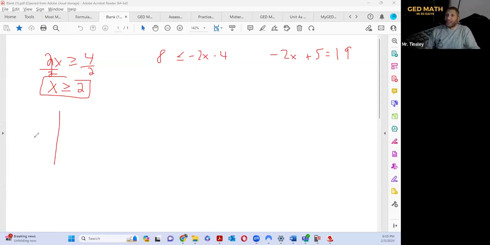How would you graph that? Now you don't have to graph on the GED. Go to 2, and because it's greater than or equal to, it's a solid dot. Since it's greater than, it's to the right.